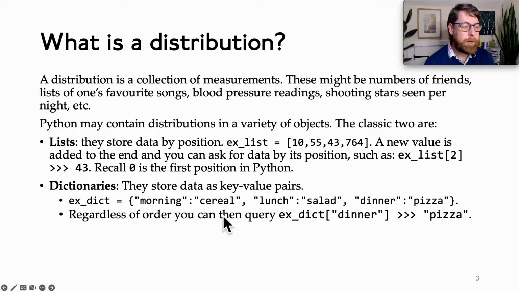So regardless of the order, it doesn't matter what order you put them in, you can still ask for what was dinner, and then we'll get back pizza. Now, as it happens, since Python around 3.5, I believe, the default dictionary is an ordered dictionary. So when you add things to this dictionary, it will remember the order that you added them in.